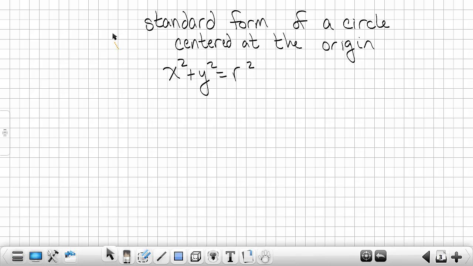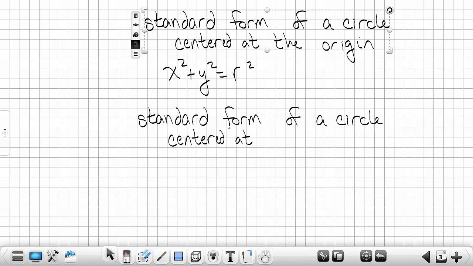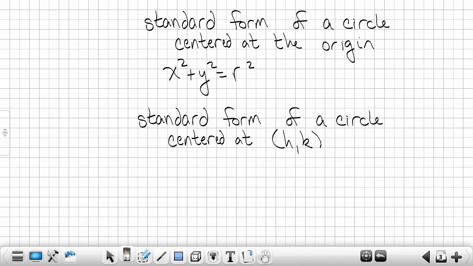So now we have the standard form of a circle centered at another point. No, it's in your note, Tim. Standard form of a circle centered at (h, k), some other coordinate on the coordinate plane. And all of a sudden we get our more complicated looking formula. Sure. All right. We okay?